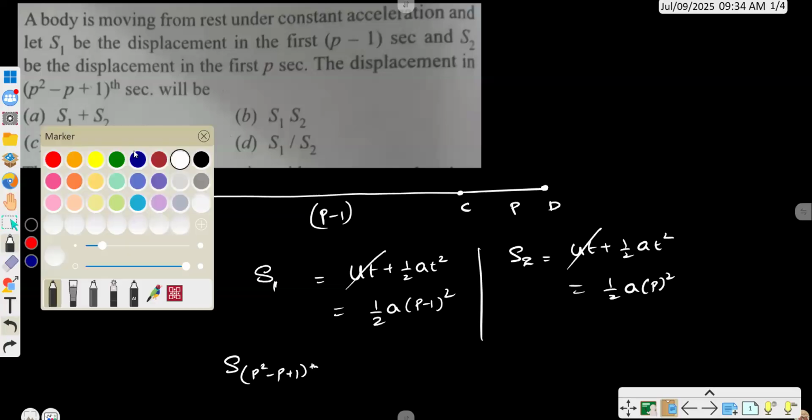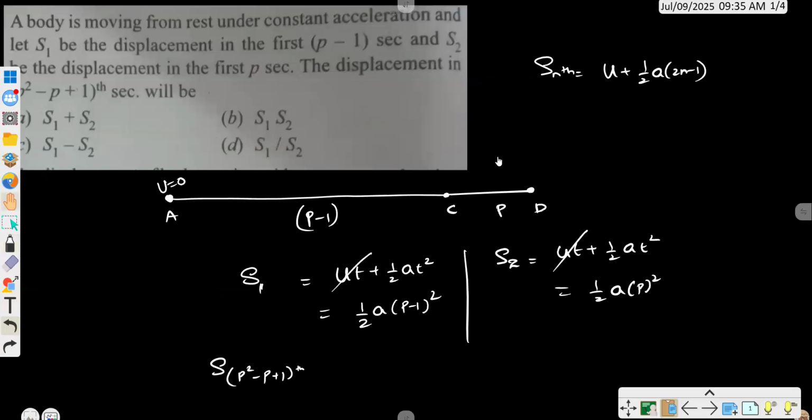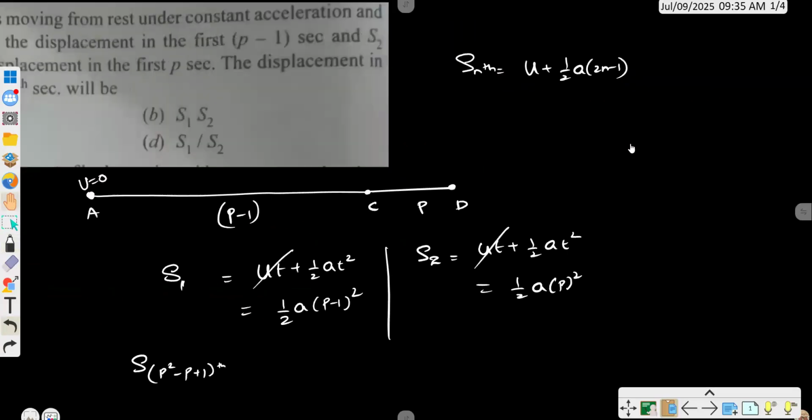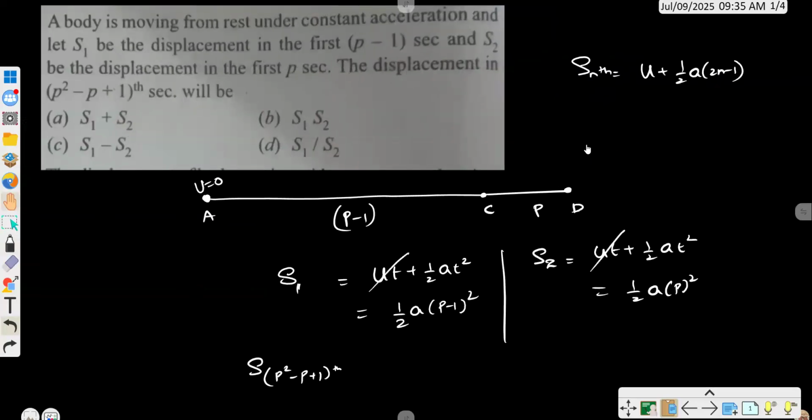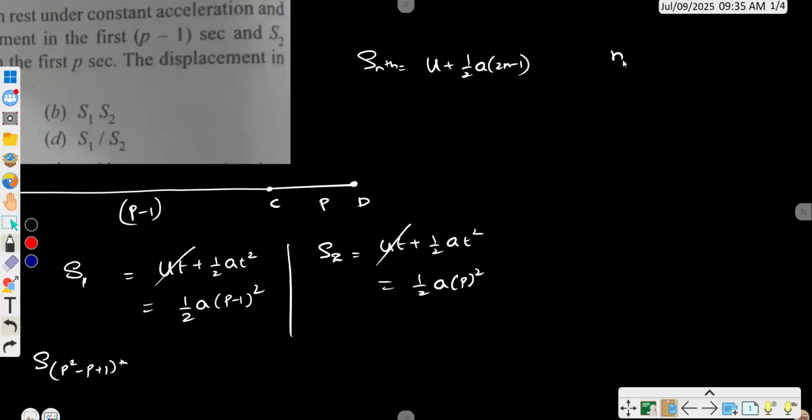So we know for S nth second, we will use a formula that is S nth second is equal to U plus half A into 2n minus 1. This is what we are going to use. We know the n value is P square minus P plus 1.